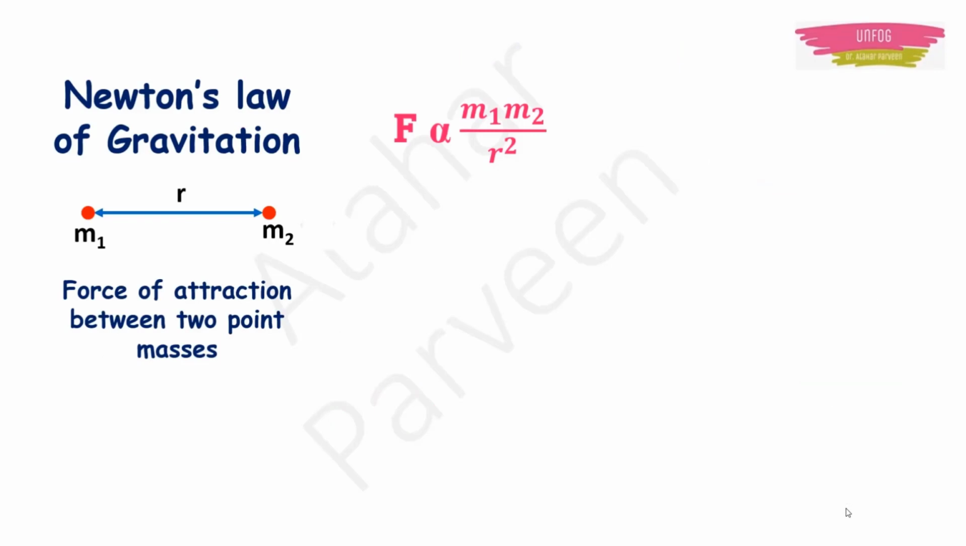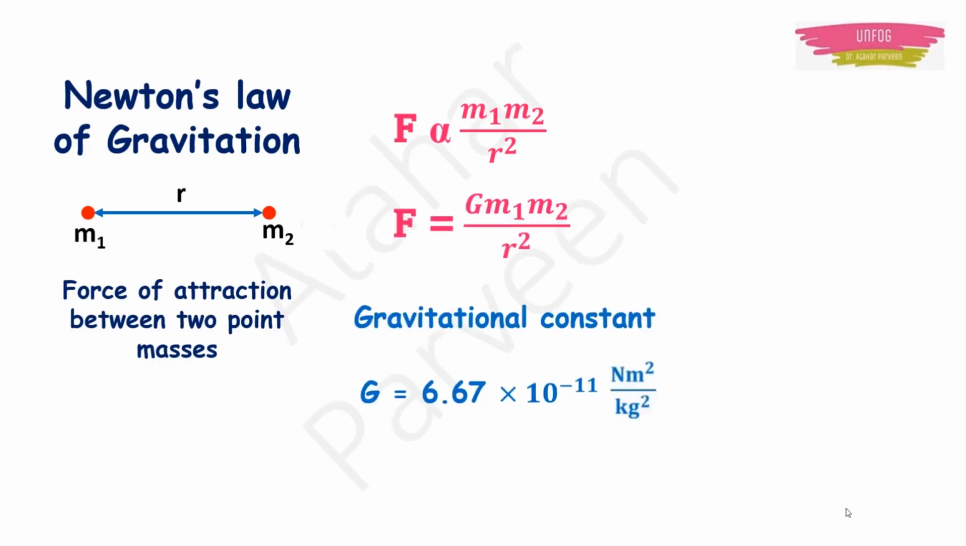Now we say that the force of attraction between these two masses is directly proportional to m1 into m2 upon r square, right? If I want to remove this proportionality symbol, I apply a proportionality constant. This constant is known as capital G, the gravitational constant, and its value is 6.67 into 10 raised to minus 11. Please do remember this value along with units. This can be an MCQ question this time, because in the previous question papers they have not asked it, so I am expecting this question this time.